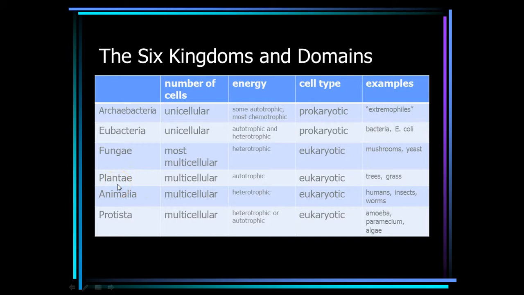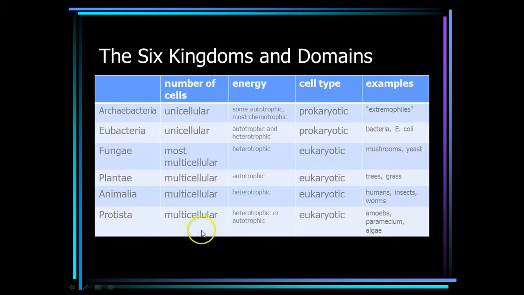The Plantae, these are multicellular autotrophic organisms. They are eukaryotic, so they do have a nucleus, like trees or grass. Animalia, these are multicellular also. These are heterotrophic, which means they get their energy from other autotrophic things or other heterotrophic things. They are eukaryotic, and these include humans, insects, worms, any sort of thing from the animal kingdom.